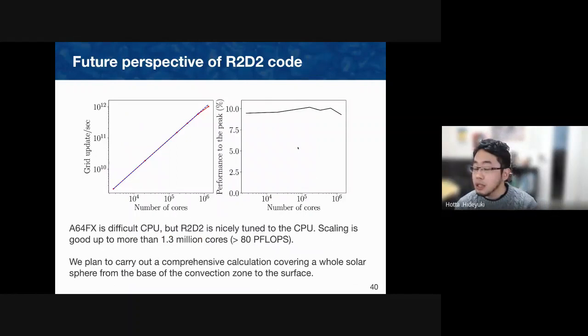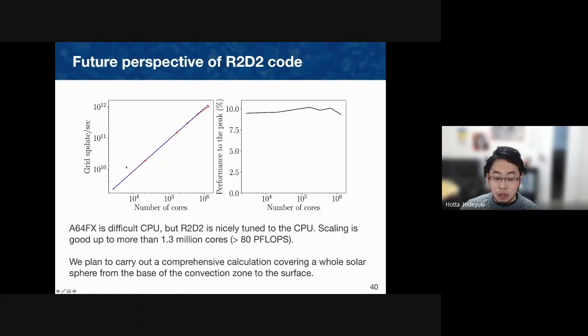current study, and I want to show the future perspective of the R2D2 code. We now have the very large supercomputer. It is called Fugaku. Fugaku means Mount Fuji in Japan. And the Fugaku supercomputer has 500 petaflops. The R2D2 code is nicely tuned to the Fugaku CPU. This is a very difficult CPU, but the scaling is very good, up to 1.3 million cores.